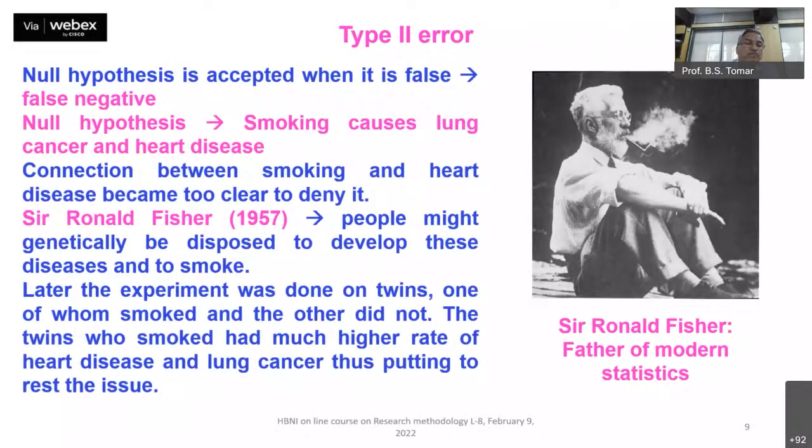That was his conjecture. So what the people did, they did the experiment on twins who are genetically related. One of the twins smoked and the other did not. And it was found that the twin who smoked had a much higher rate of heart disease and lung cancer than the one who did not smoke. And this put the whole issue to rest. This is the study which confirmed that smoking does cause heart attack, heart disease, and lung cancer.